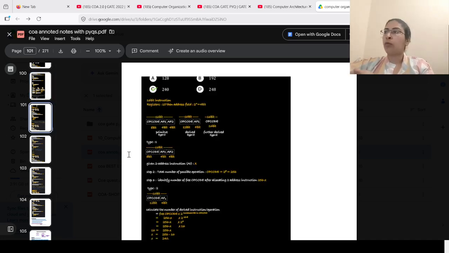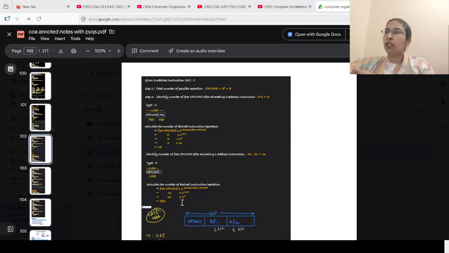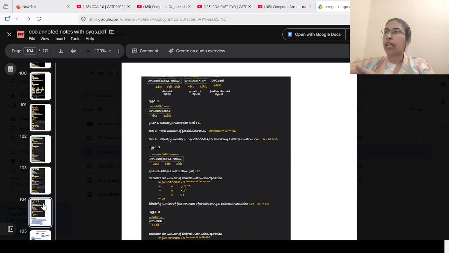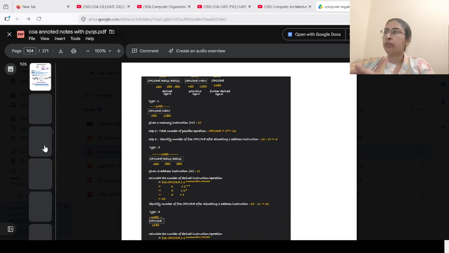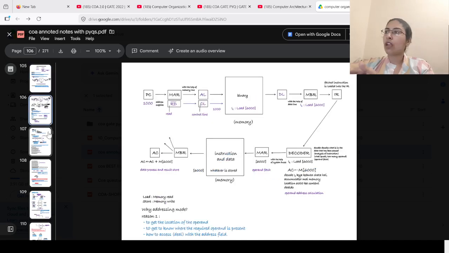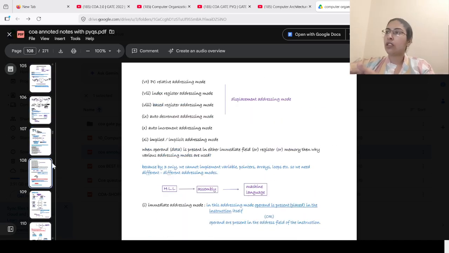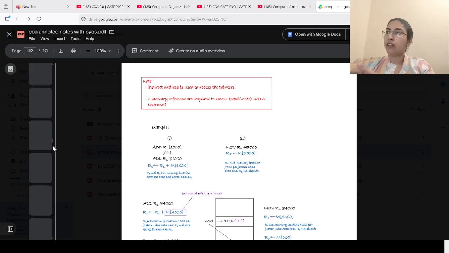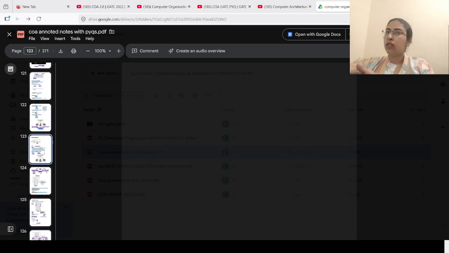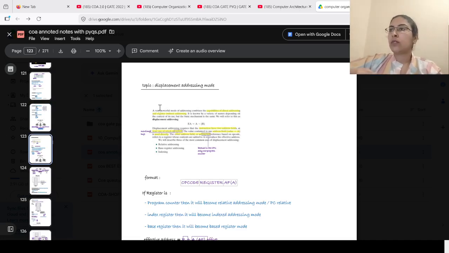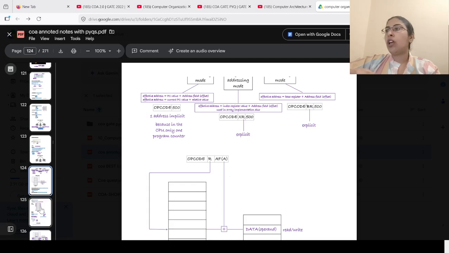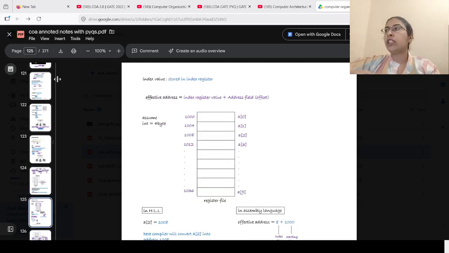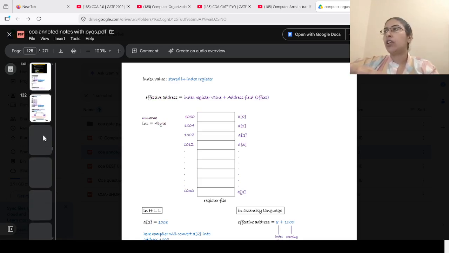This is expand output technique question. This is machine instruction questions, expand output. Okay, so everything is given in this PDF. Okay, these are addressing mode notes with PYQs. Everything is solved in this book, in this PDF. You can check it. Okay.